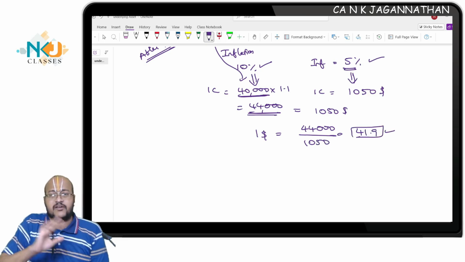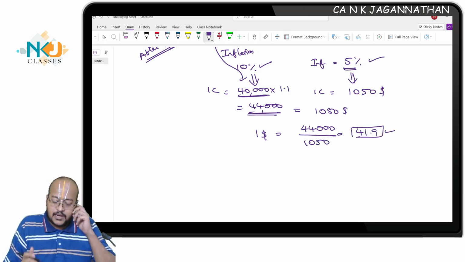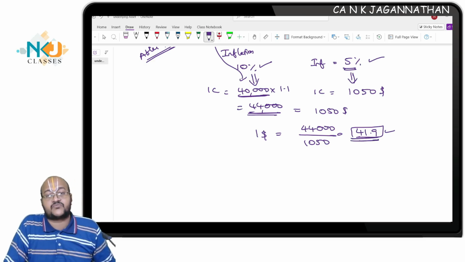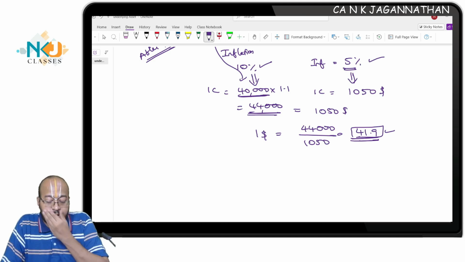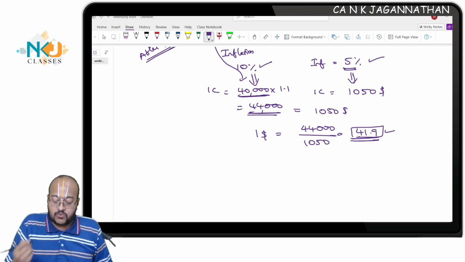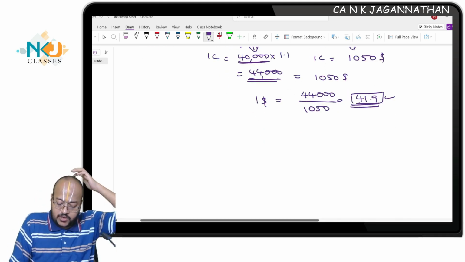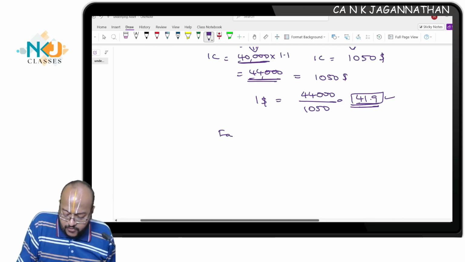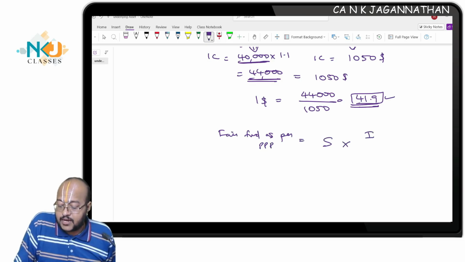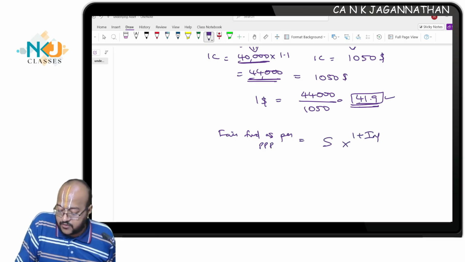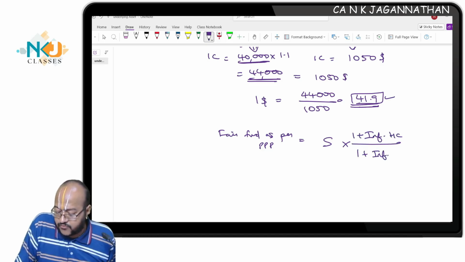Leave the decimal rounding off, 41.9 as the forward rate. This is called the forward rate, the theoretical forward or fair forward as per purchasing power parity. If you see in your material, you would have seen the formula. The fair forward as per purchasing power parity is nothing but spot into 1 plus inflation of home currency divided by 1 plus inflation of foreign currency.